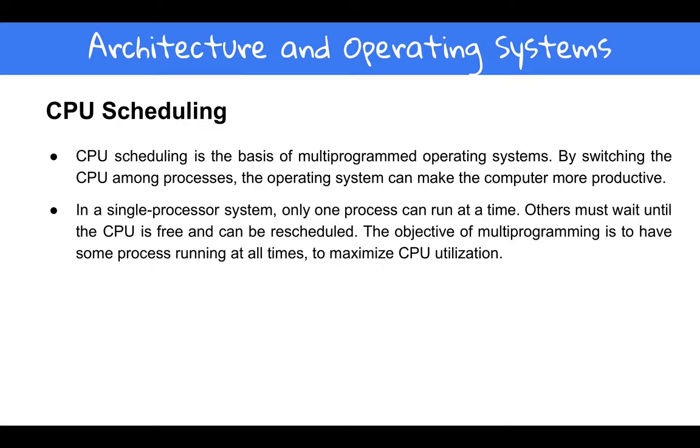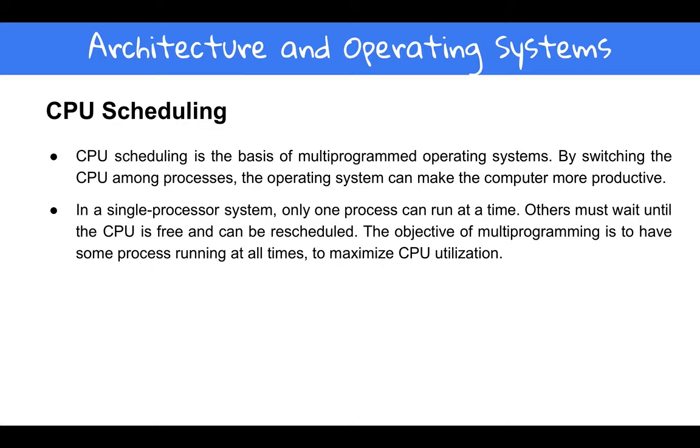Here, in this series of lectures, we discuss only machines with only one processor. Having multiple cores or multiple processors, the story is different. It's more advanced, which is out of the scope of this unit. Here, in a single processor system, only one process can run at a time. Others must wait until the CPU is free and can be rescheduled.